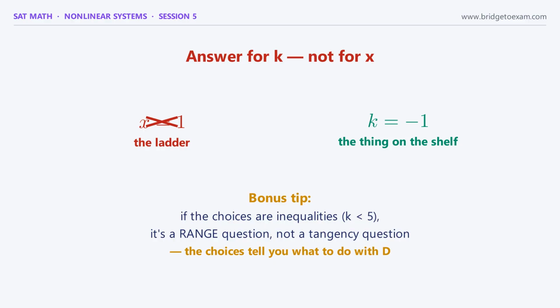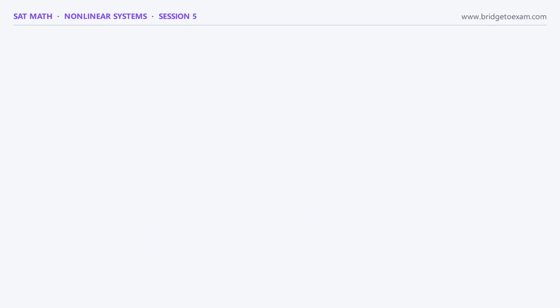So here's the habit. Before you write anything, underline what the question wants. If it says find k, then your final line must start with k equals. And a bonus tip, if the answer choices are inequalities like k less than 5, then it's a range question, not a tangency question. The choices themselves are telling you whether to set d equal to 0 or to make it positive or negative. Let's recap.